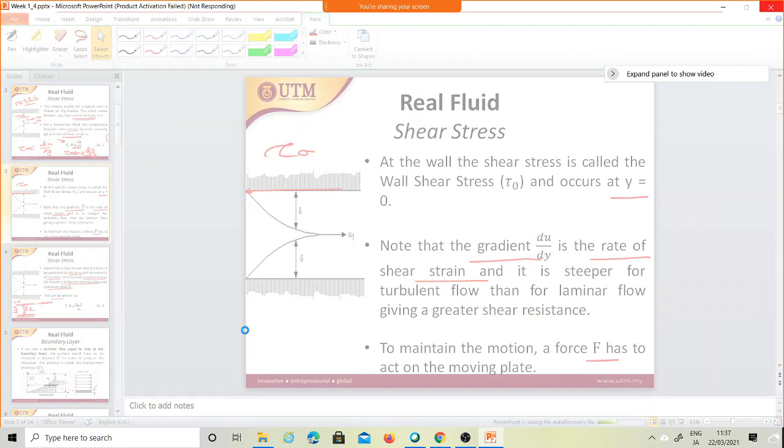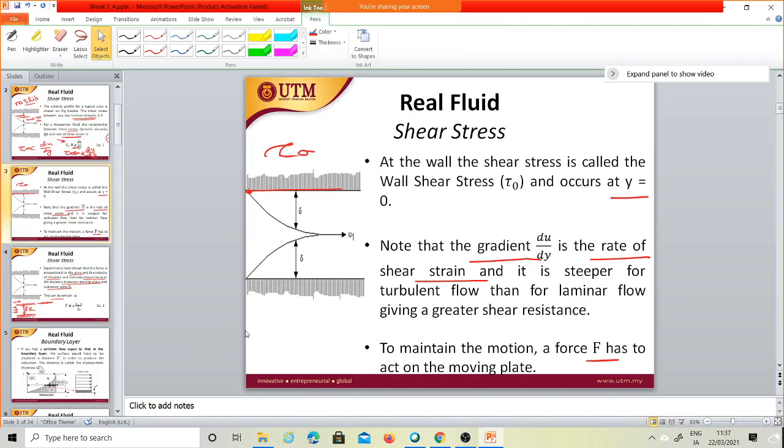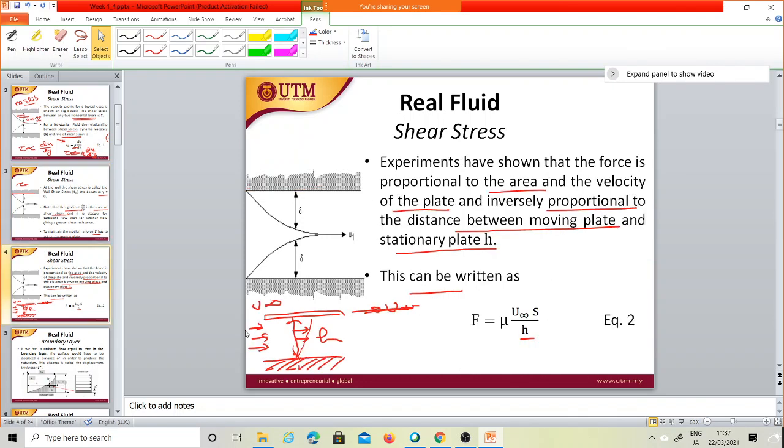I hope you are clear about this shear stress and shear strain, and we have this relationship. If you ask how it is possible to get this relationship, we got it from the experiment. From the experiment it shows that the relationship is like this way. We can establish the relationship.